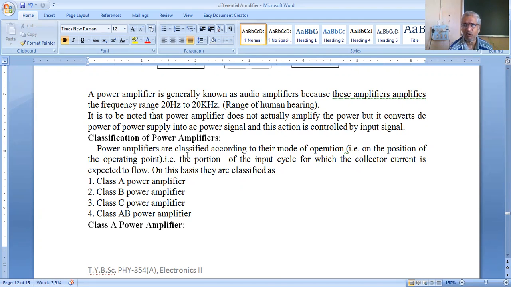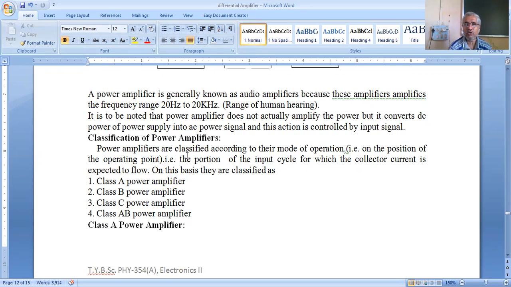आपण बघितलं की common emitter amplifier मध्ये the resistances R1, R2 and RE are used for biasing, बरोबर. म्हणजे त्या बायझिंग रेजिस्टन्स व्हॅल्यूज वर डिपेंड्स करते की आपल्याला ऑपरेटिंग पॉईंट कुठे सिलेक्ट करायचं आहे. So power amplifiers are classified according to their mode of operation, that is on the position of the operating point. म्हणजे तुम्ही ऑपरेटिंग पॉईंट कुठे सिलेक्ट केलेला आहे, on that position these power amplifiers are classified.